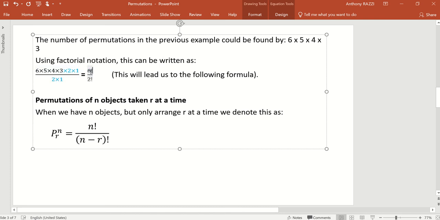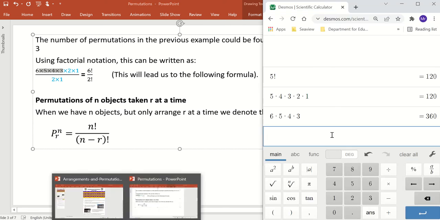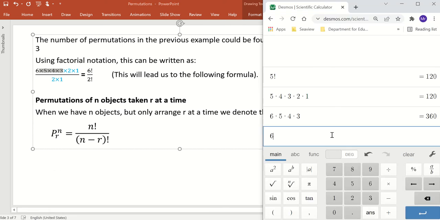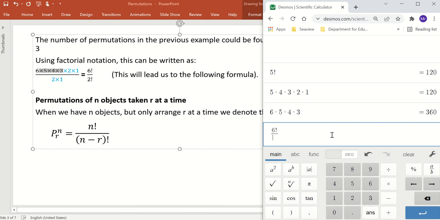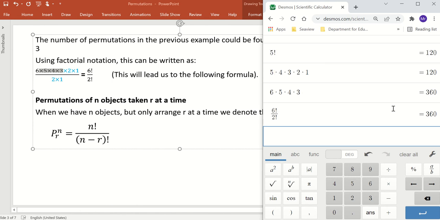And then what we can do is divide this by 2 factorial, and then the 2's and the 1's would have cancelled and we'd be left with just the block, which is what we wanted. So 6 factorial divided by 2 factorial. So we could have typed that into our calculator and got the same answer. So we could have done 6 factorial divided by 2 factorial. And we clearly would have got exactly the same, 360.